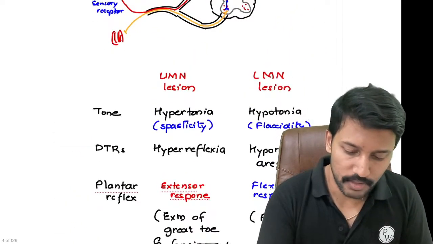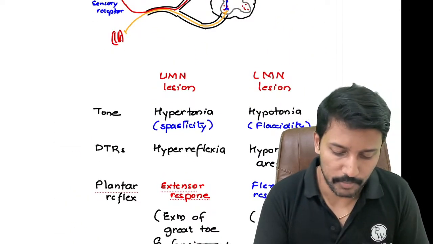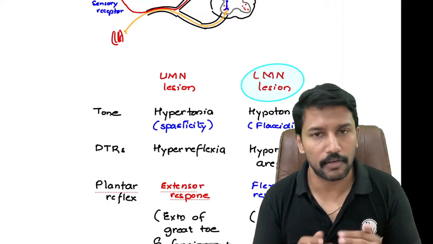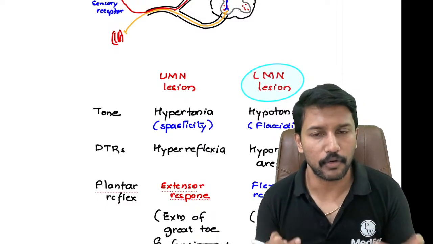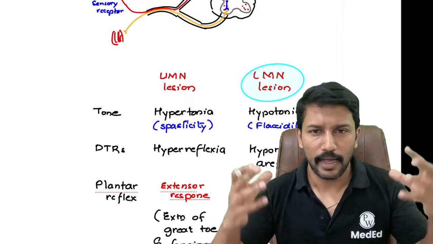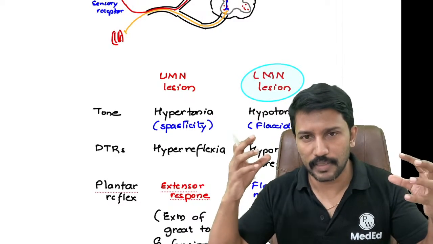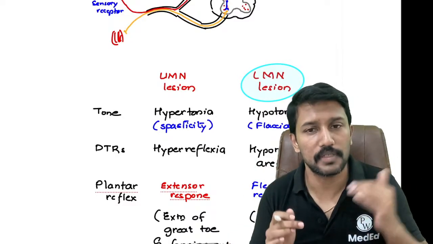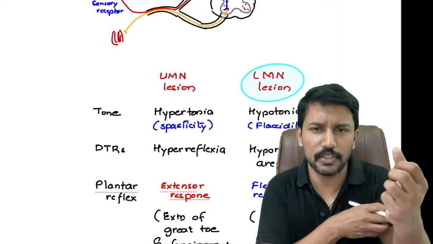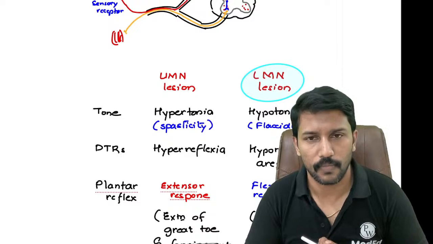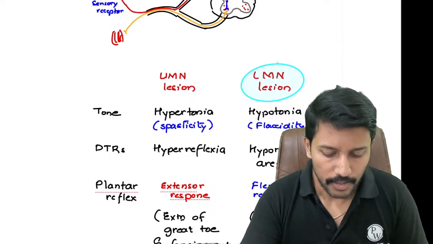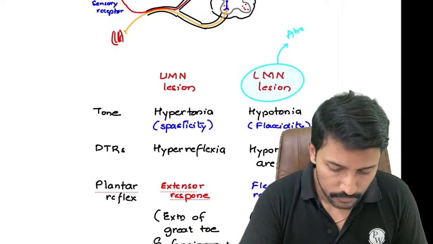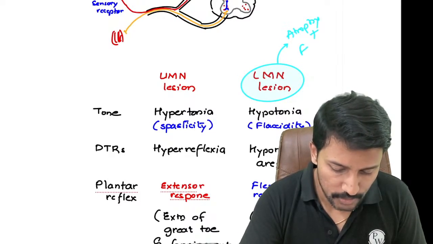There is one last point that will help us differentiate UMN and LMN, that is atrophy and fasciculations. Now what do I mean by atrophy and fasciculation? I have a patient with damage to UMN, and I have a patient with damage to LMN. Which patient is likely to have severe atrophy and fasciculation, meaning twitching of the muscles? It is the lower motor neuron damaged patients who will have atrophy and fasciculations.